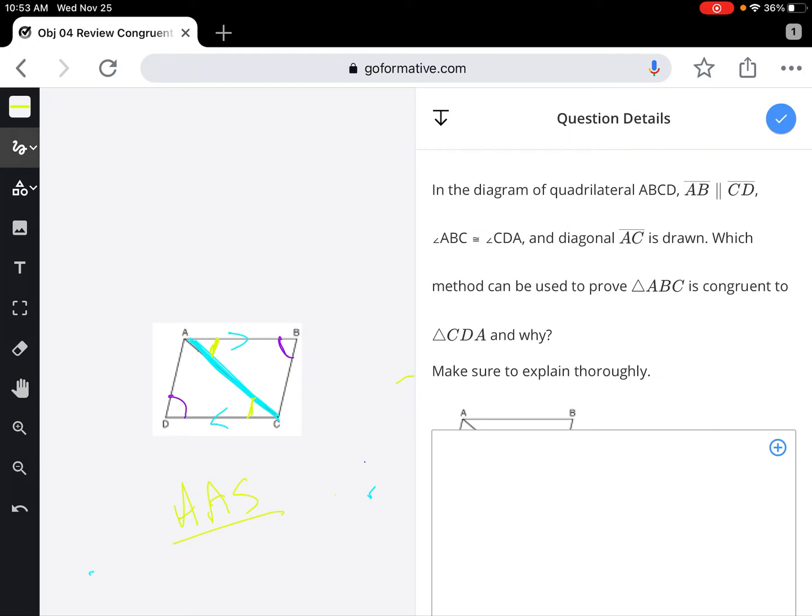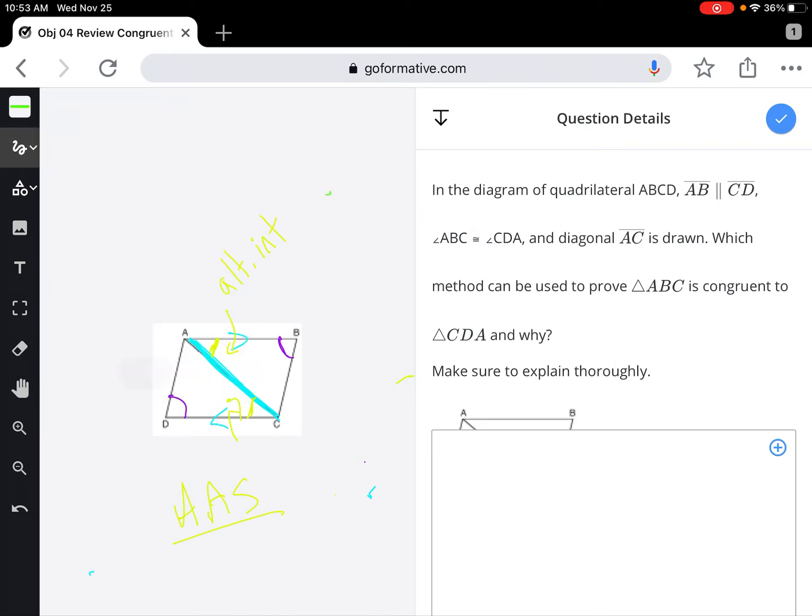It says explain thoroughly. So which method can be used? You'd write, well, angle, angle, side can be used. And why? Because AC is congruent to AC, reflexive property. I know angle DCA was congruent to angle BAC, so these two angles here and here were congruent. Put that in your explanation because they're alternate interior angles.